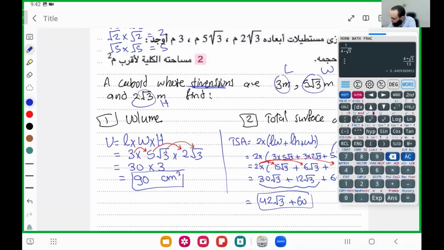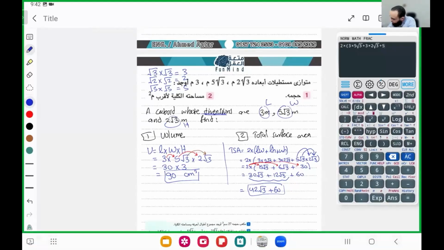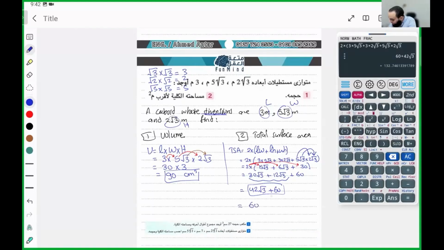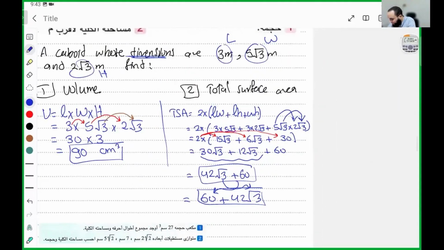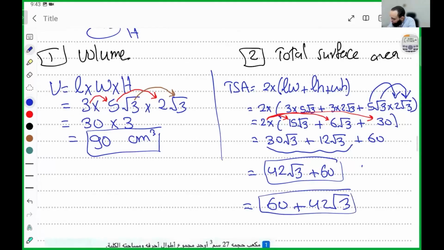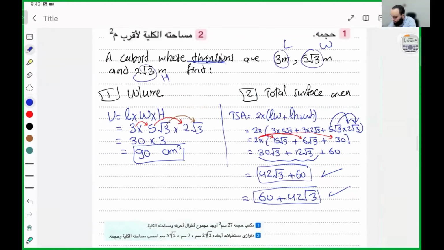Let's check the calculator. 2 times open bracket 3 times 5 root 3 plus 3 times 2 root 3 plus 5 root 3 times 2 root 3. Oh, that's correct. You know, we can write it like that. Get the 60 first and then the 42 root 3 second. You know, it's correct. It's a commutative property. Both are correct, okay?